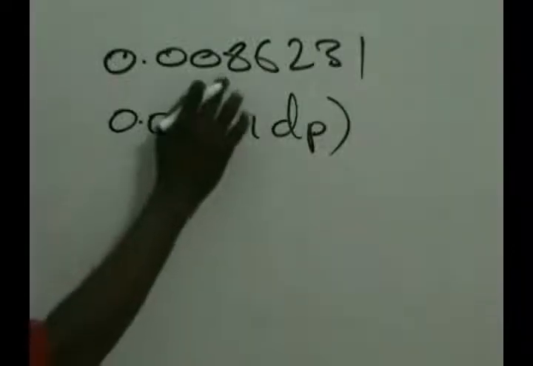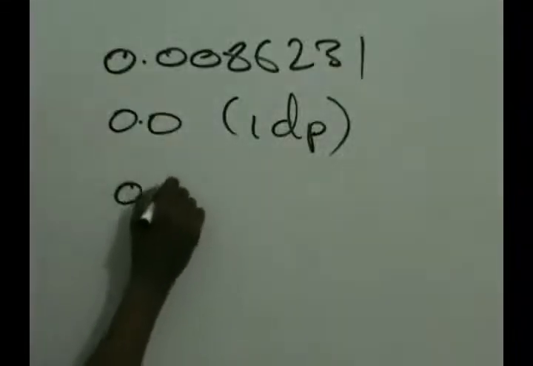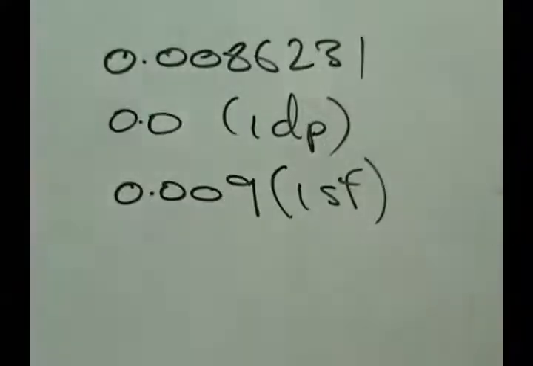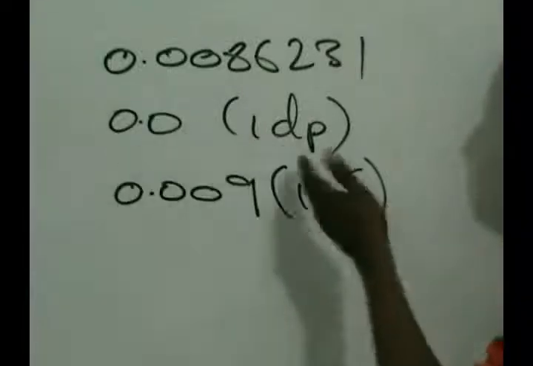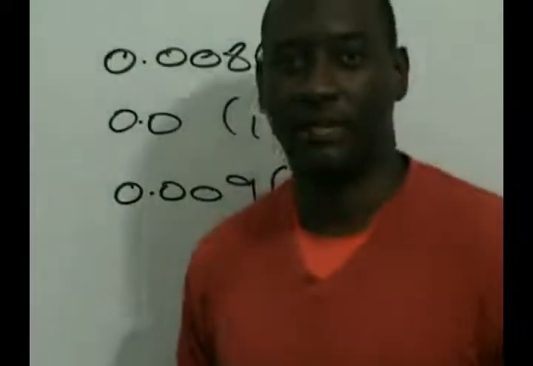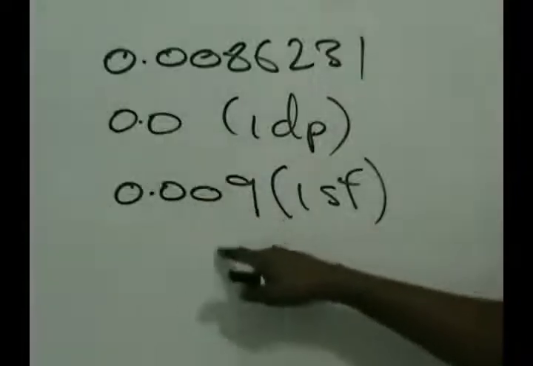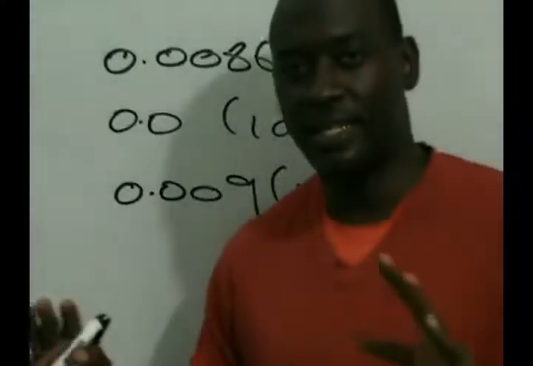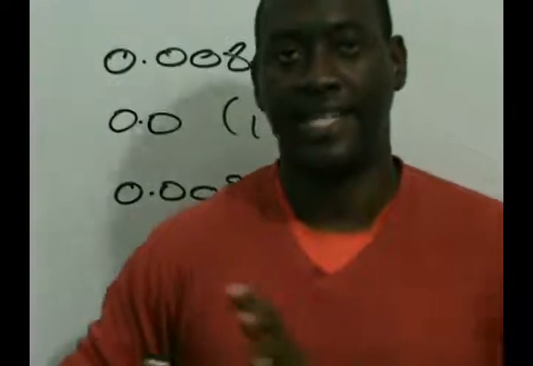And seeing that the 8 is followed by a 6, this 8 will change to a 9, so you have 0.009 to 1 significant figure. So even though you get 0.0 as the answer here, that is what it is. In this case, clearly, 0.0 wouldn't really be of much use in terms of giving information. So in a case like this, the more useful thing might be to express the number to significant figures as opposed to decimal places. So it brings into focus now the discussion of different ways of expressing numbers.